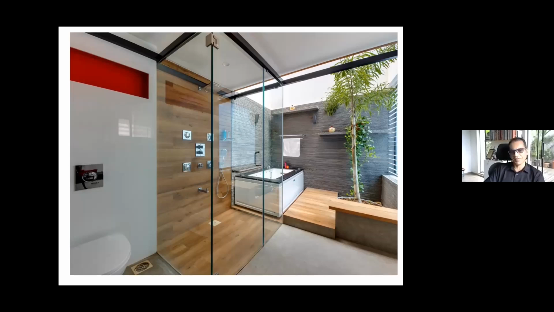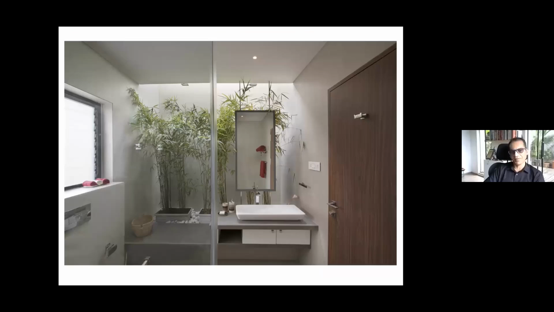Again, if it is not possible to have a bigger one, we can have a smaller one, or we just might have a small cut in the ceiling treated with glass as a skylight, and it gives a very soothing light to the sanitary units.